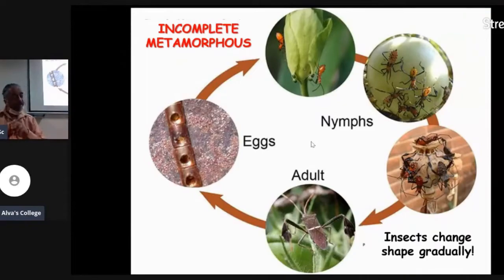But the adult bug has wings. And the difference between the nymph and the adult is in the size and in the color. Okay. So incomplete metamorphosis means the immatures resemble the adult. This much we can remember at this stage.